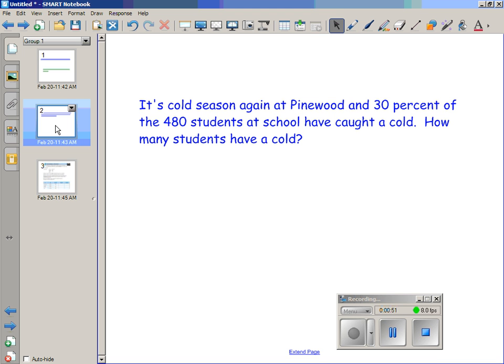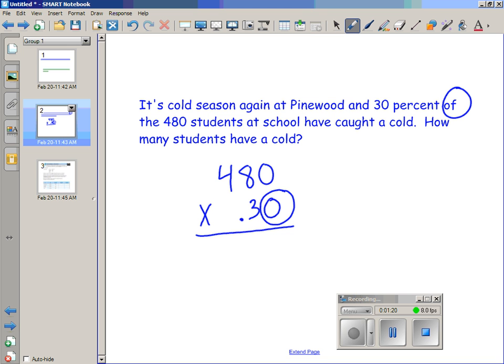The first thing that I notice is that in this word problem, I have the word of. Of, as you can remember, means what? Multiply. So what I'm going to be doing is finding 30% of my 480 students. So I take my 480 and I multiply it times 30%. Now, I need to change that so that it's written as a decimal, 0.30.